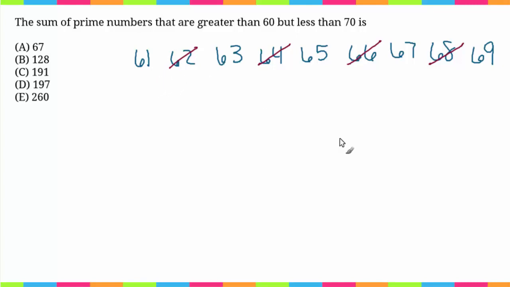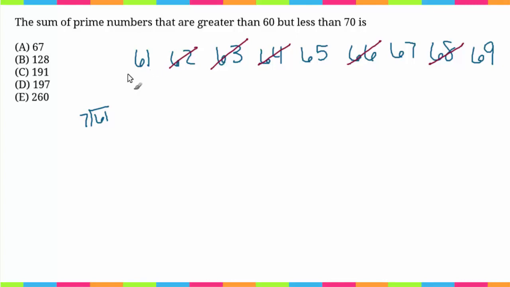We can check 7. I'm not sure if it's divisible by 7. 7 into 61. Let's see. Well, 7 times 10 is 70. 7 times 9 is 63. So it's not divisible by 7. And on a side note, we can eliminate 63 because I just pointed out that it's divisible by 7. So we might as well knock that off while we're at it.